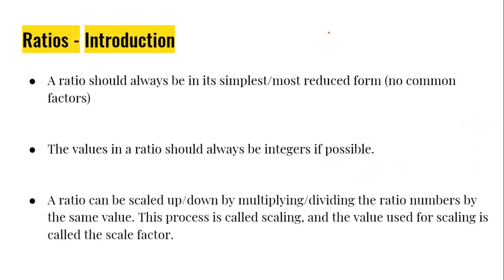A ratio can be scaled up or down by multiplying or dividing the ratio numbers by the same value. This process is called scaling, and the value used for scaling is called the scale factor. The ratio 7 is to 10 is multiplied by 3. So it is scaled up to 21 is to 30. The value 3 which is used for scaling is called the scale factor.